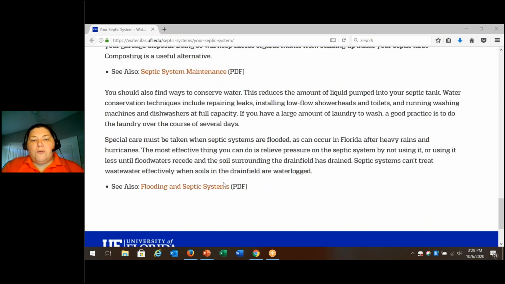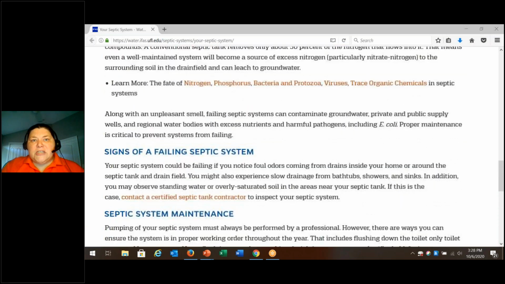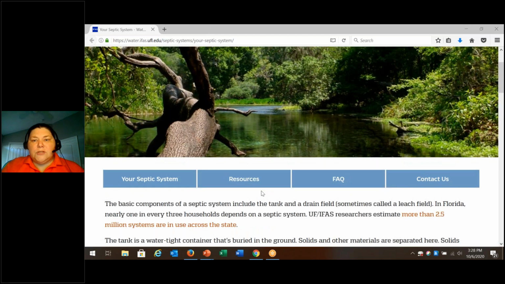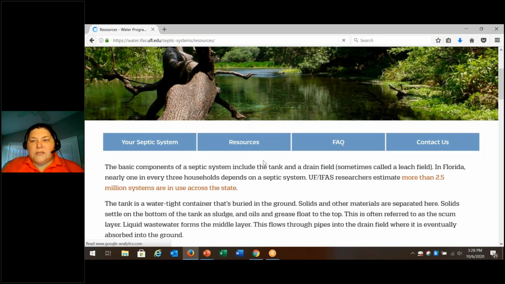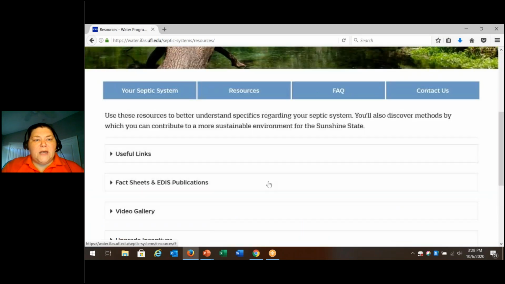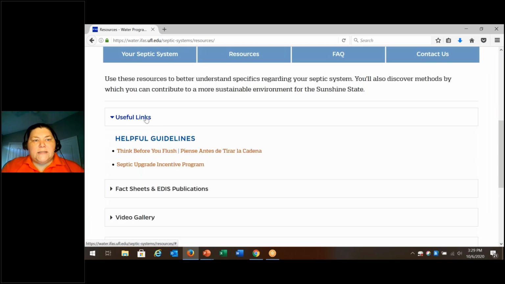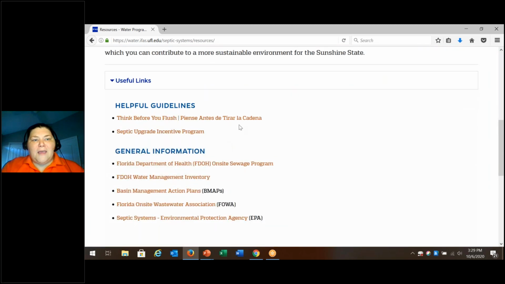So you can find a variety of fact sheets throughout, and I want to bring your attention to the resources page of the website, useful links, Thinking Before You Flush. So Dave, you referred to after the flush.